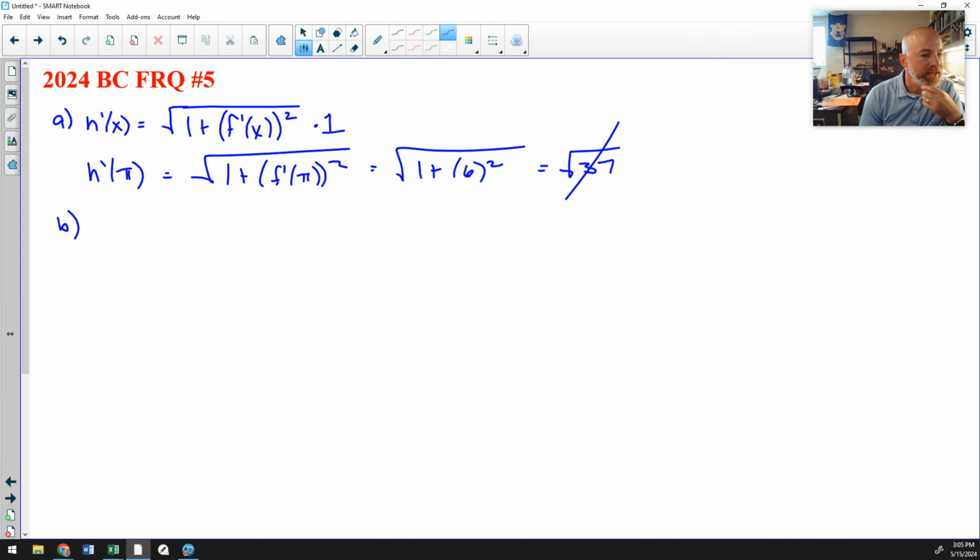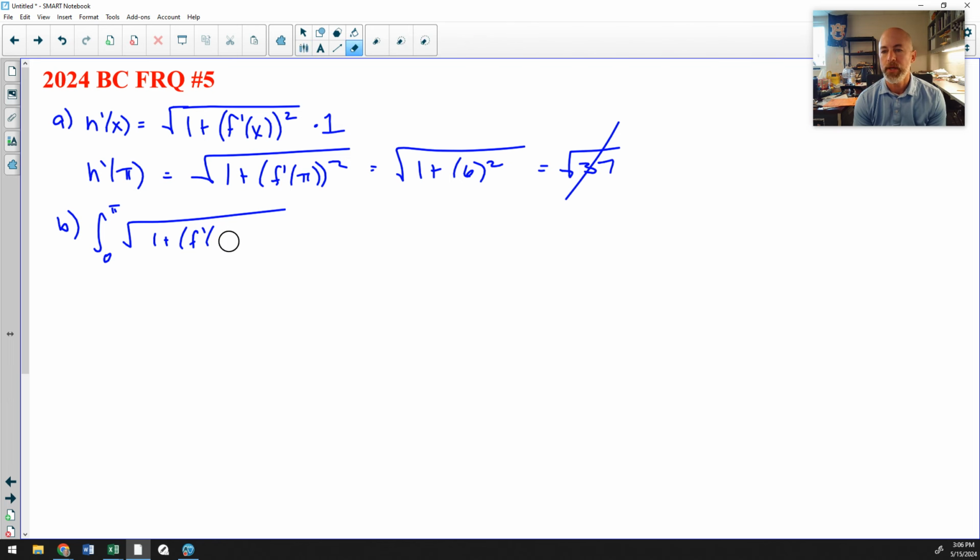Number B, what information does that provide about the function f? What an interesting question. It's interpret the meaning of this integral is how they usually ask that. Interpret the meaning of, and you look at the integral setup, and you should recognize this integral setup. 1 plus the derivative of your function squared. You should recognize that as the setup for arc length. It's the length of the curve. And so I'm going to type out my interpretation or explanation of what this is.